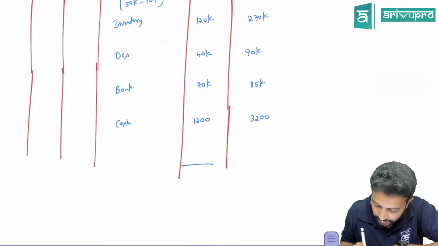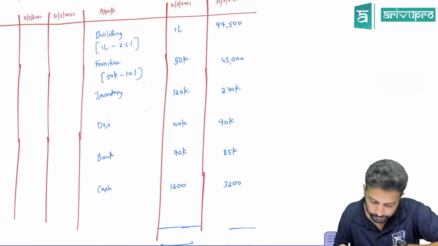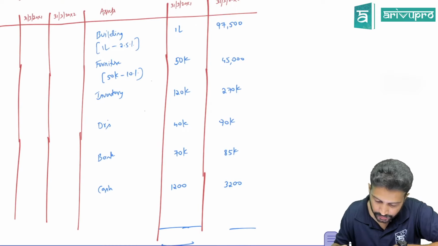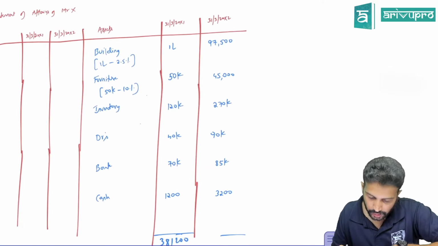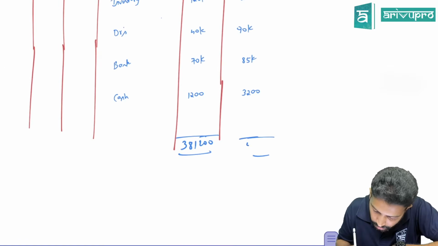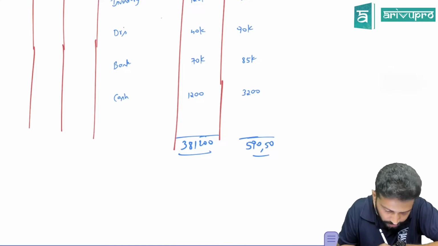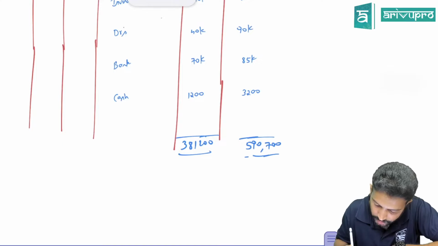Asset side, every component we have done. Okay, give me the total. 150, 170, 270, 310, 380, 381, 200. Okay, that side will be what? 5,90,700. Okay, this is your asset side.